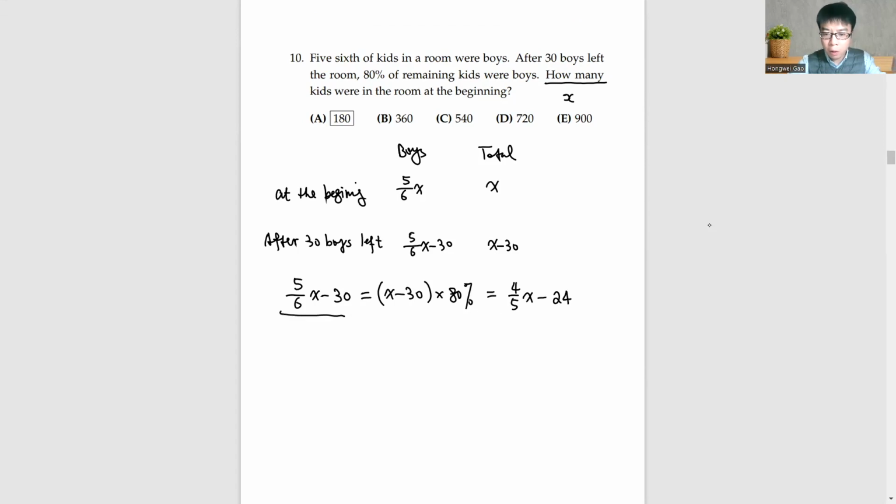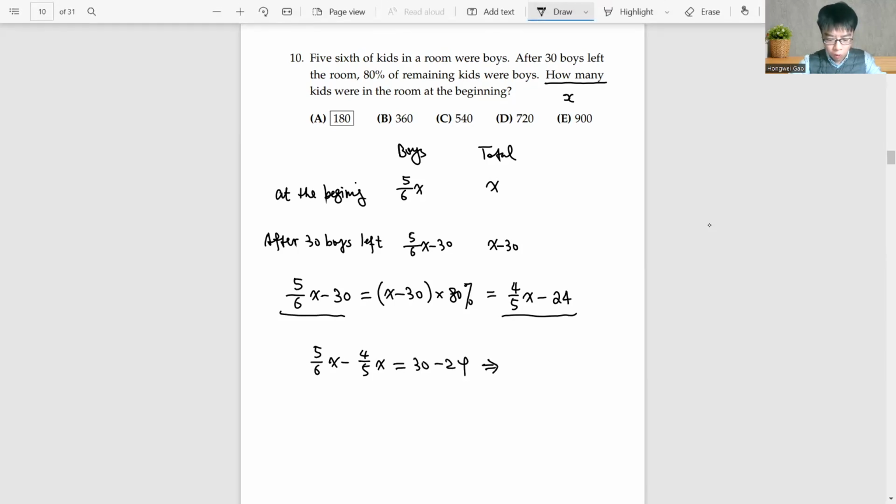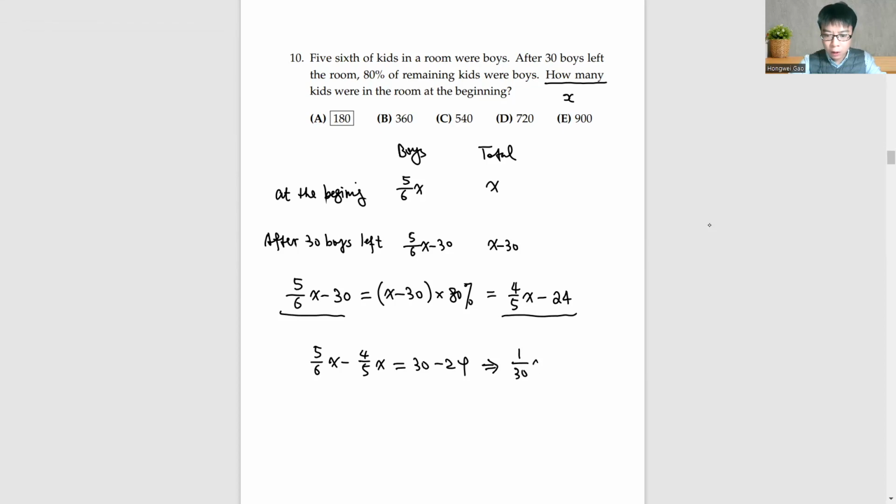Now these two are equal. We can solve for x. So 5 over 6 x minus 4 over 5 x equals 30 minus 24. That basically equals 1 over 30 x equals 6. So we can easily see x equals 180. So the answer here is 180.